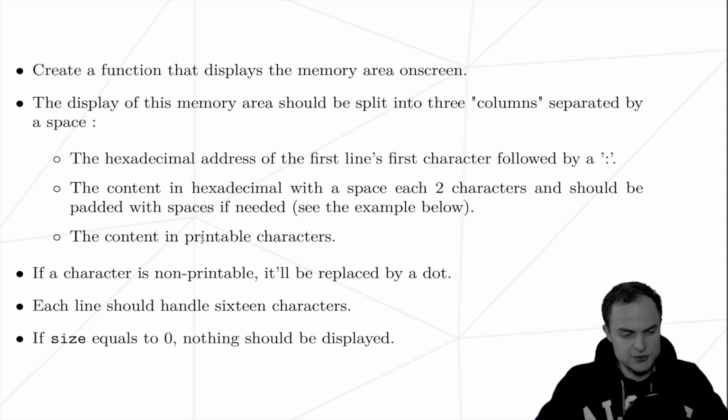Then we have some constraints, namely if a character is not printable, it will be replaced by a dot, namely if a char is in the range 131 or is equal to 127. By now you should know this stuff. If you don't understand this point, just check my previous video. Each line should handle 16 chars. If size equals 0, nothing should be displayed.